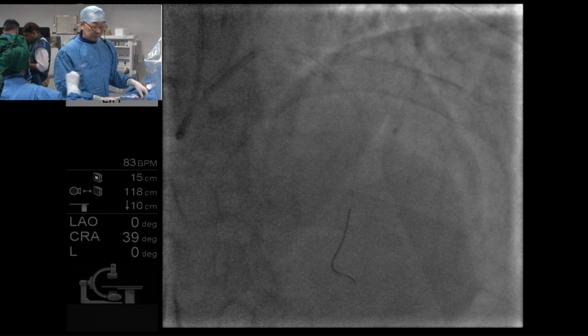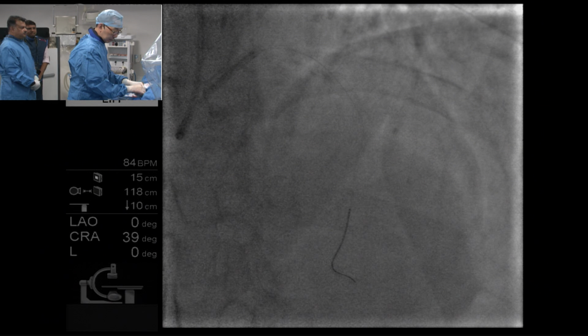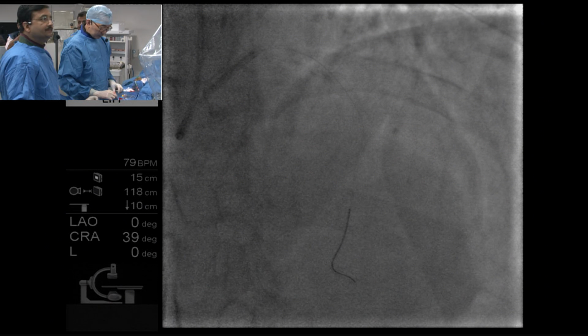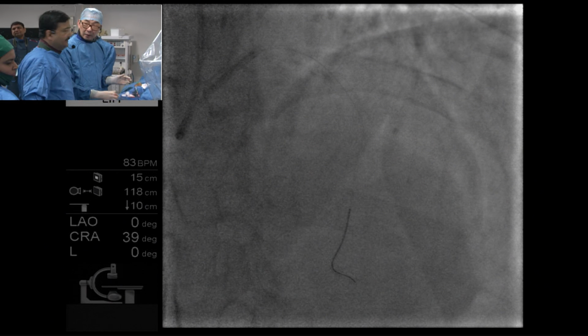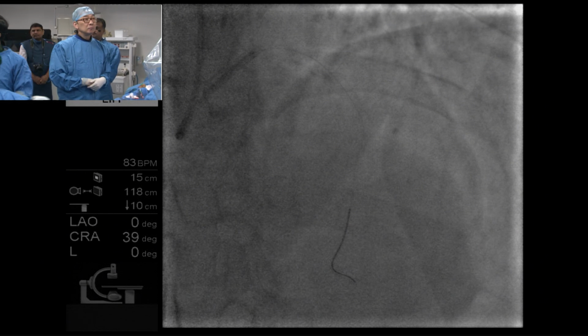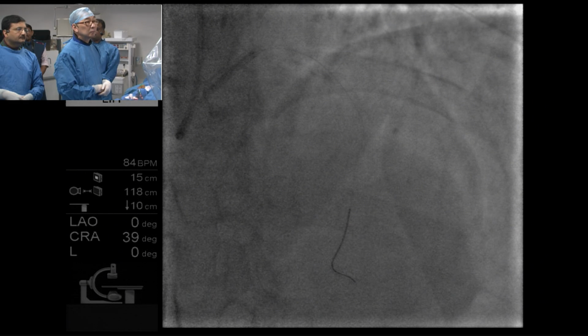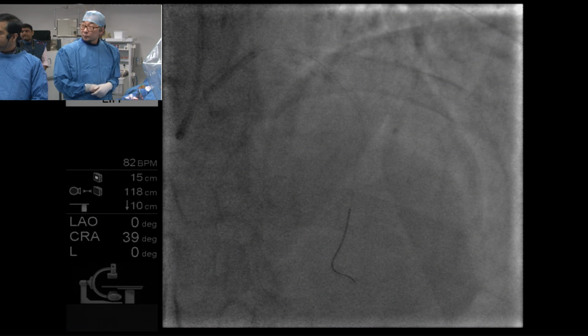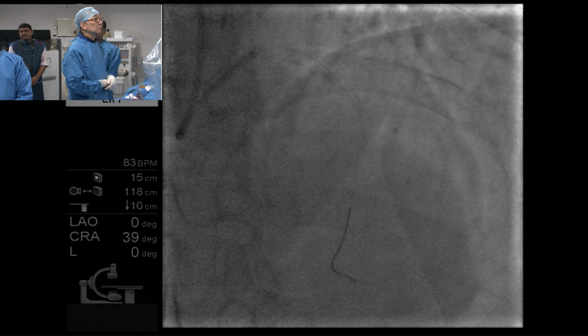Superficial calcium hides the thickness of the calcium beneath that. So OCT goes over that. It actually gives the thickness, and whether you will need to debulk or not with a scoring balloon or cutting balloon.